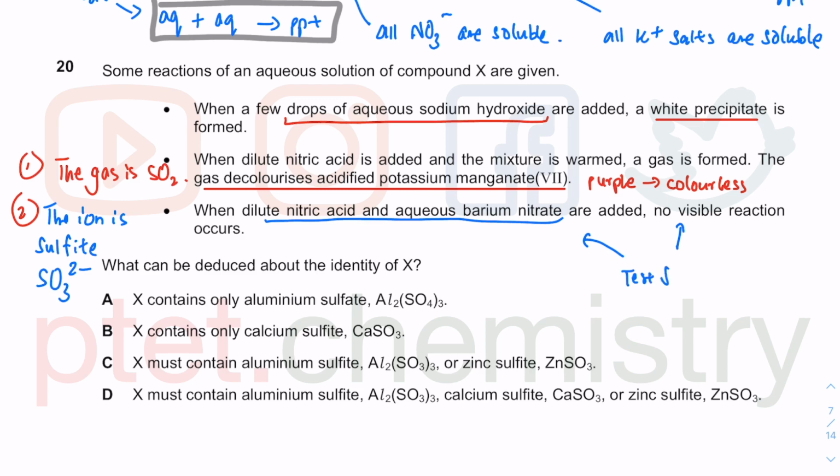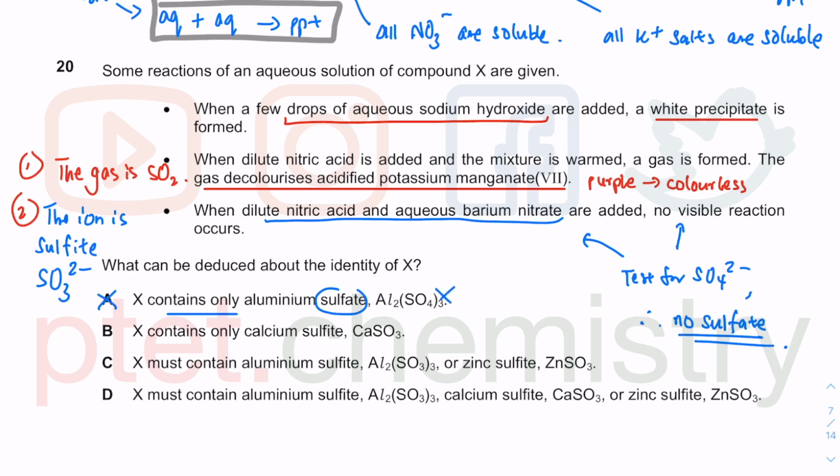That is the test for sulfate. So therefore, we can say no sulfate, since no visible reaction. So sulfate there, that is wrong. It contains sulfate. Obviously, A is wrong.